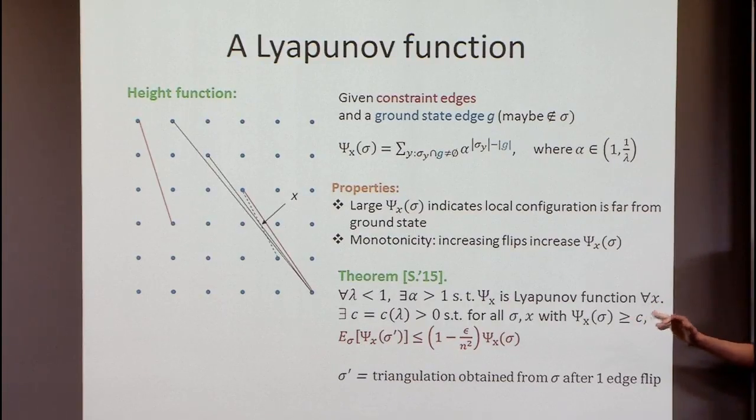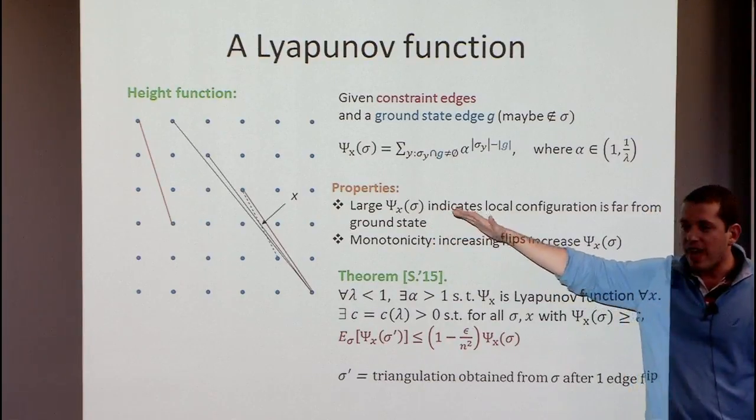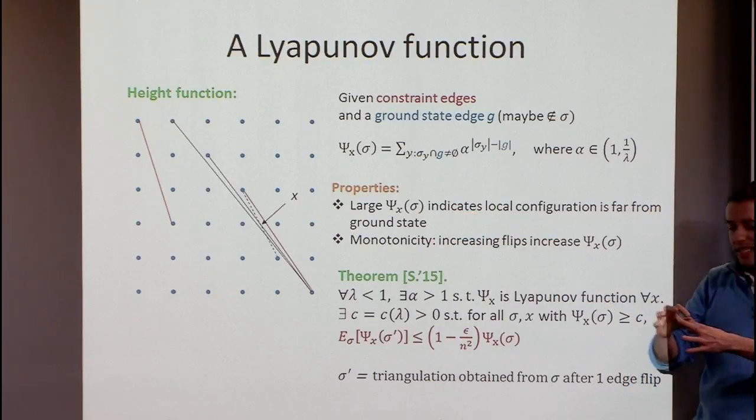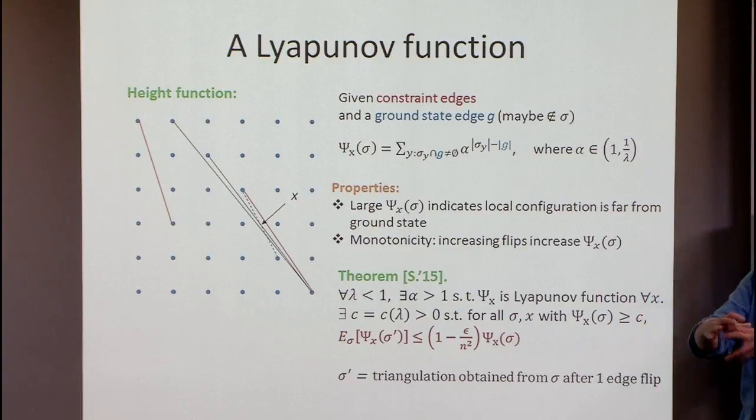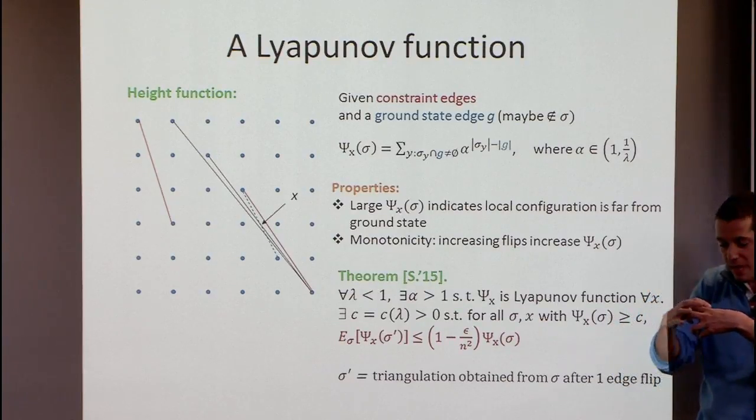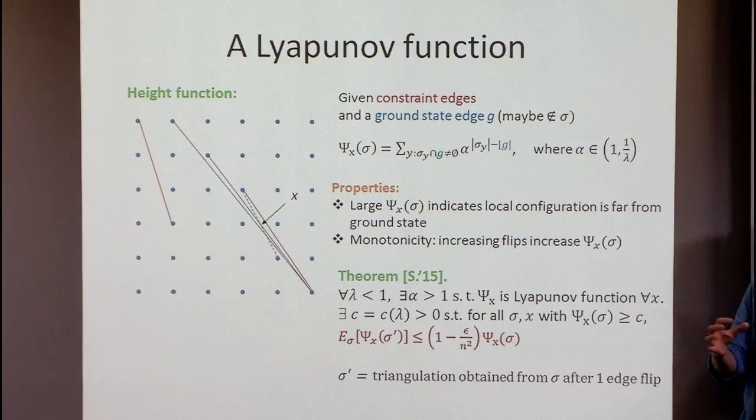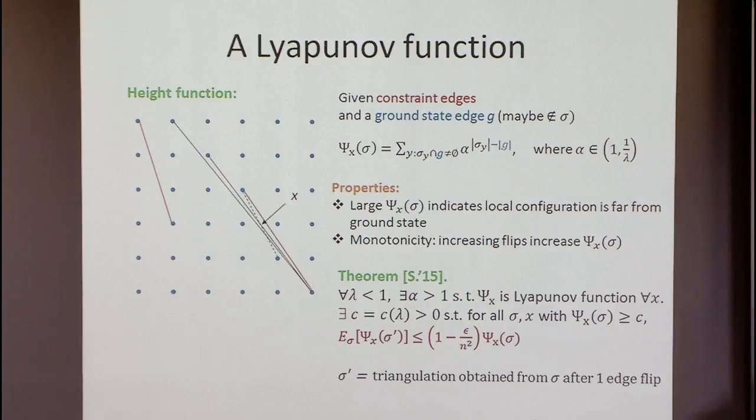And since, at least in a high-level picture, the larger the value of the function, the further away the configuration is from the minimum possible local configuration around that midpoint, it tells you that the configuration pointwise tends to be close to the minimum. That's what it indicates. So my goal here is that I want to tell you two things about this function.